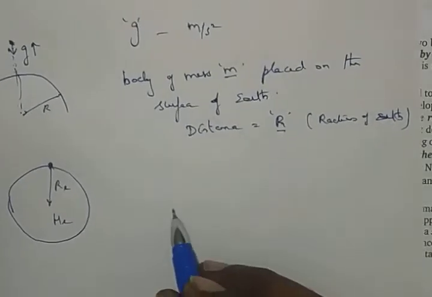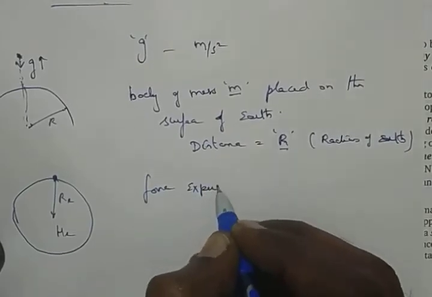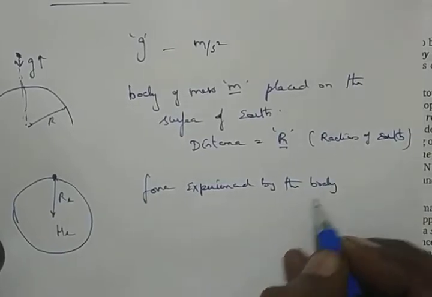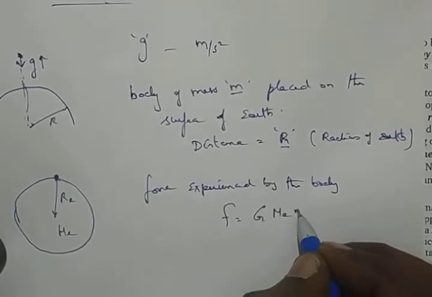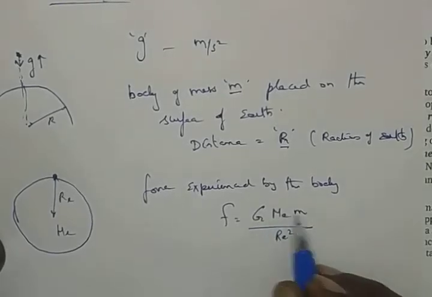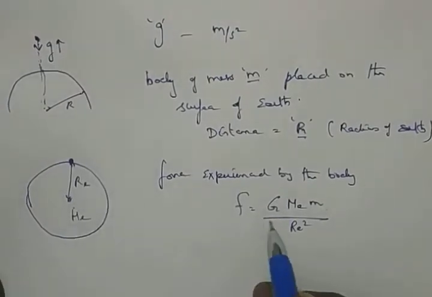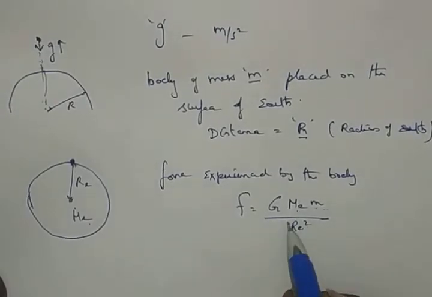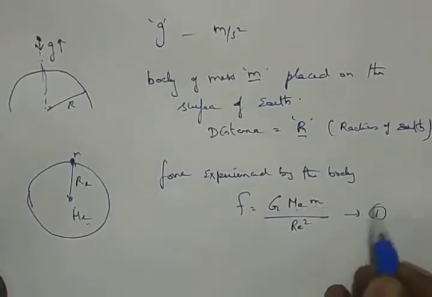So what happens? The force experienced by the body, F, is going to be equal to G into capital ME into small m upon RE square. That is G m1 m2 upon r square. What is r? The radius of the Earth itself. And the mass of the Earth is this ME. So two masses are there: one is Earth and the next one is this tiny body of mass m. This is equation number 1.